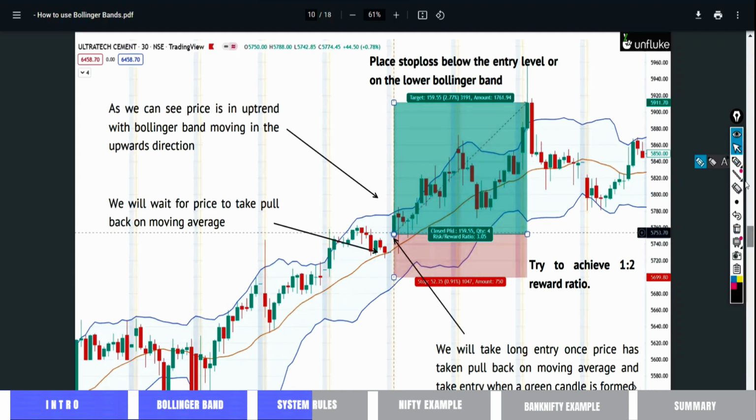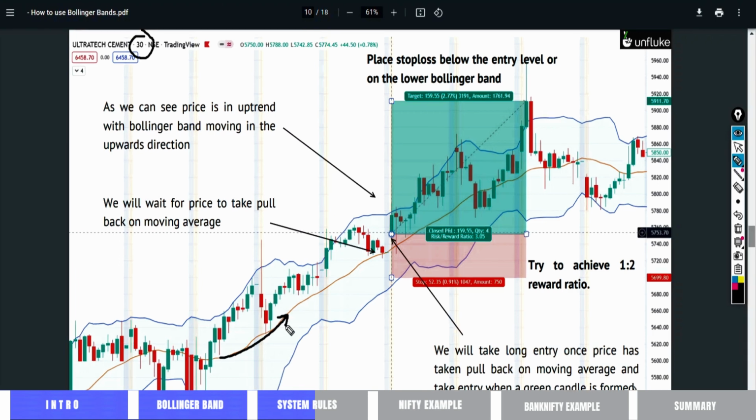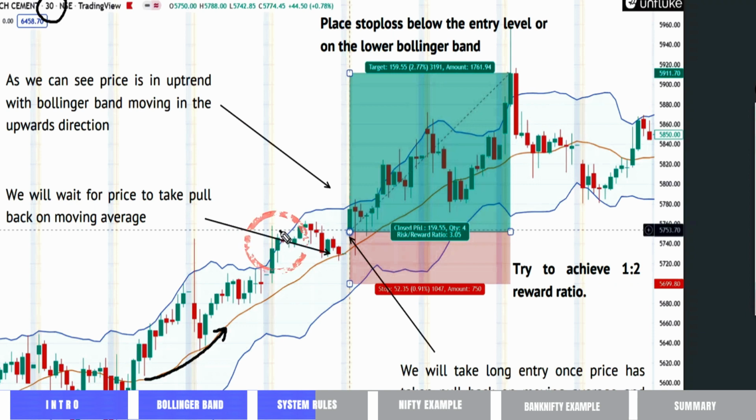I'm showing you an example on a 30 minutes time frame this time on Ultratech Cement. Again, we can see that the stock is clearly going in the up direction. That means we are going to take an uptrend. That means we are going to take only a buying entry again. We are looking for a candle which touches or goes above the upper line, and then it takes a pullback. So it has taken the pullback, and this red candle is clearly taking support here. It is taking support here.